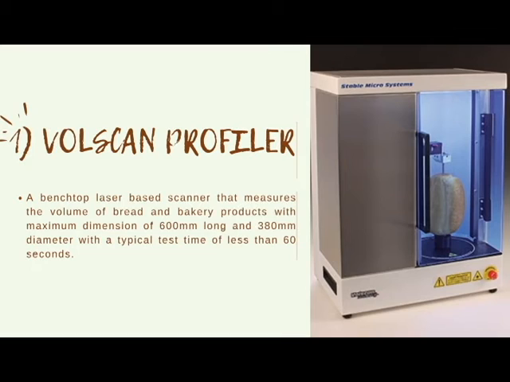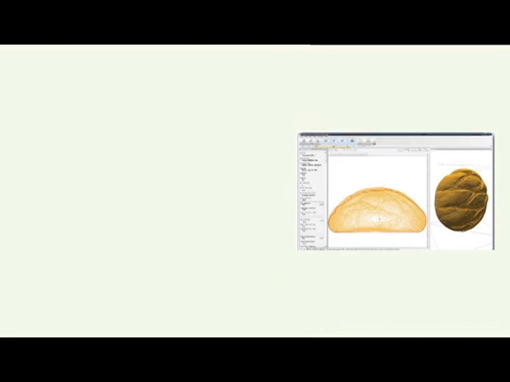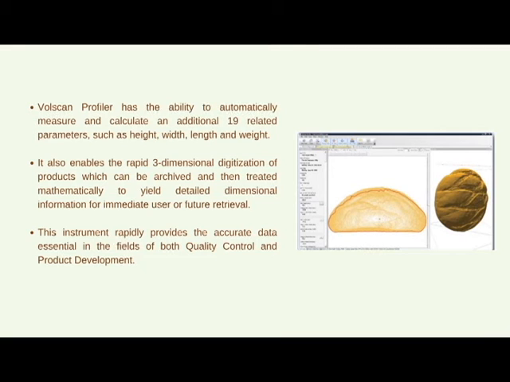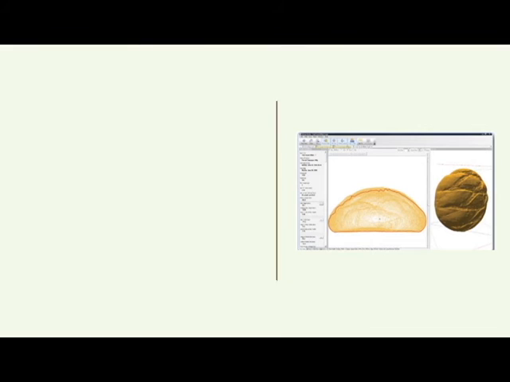The first one, Volscan Profiler, a benchtop laser-based scanner that measures the volume of bread and bakery products with a maximum dimension of 600 mm long and 380 mm diameter with a typical test time of less than 60 seconds. The Volscan Profiler has the ability to automatically measure and calculate an additional 19 related parameters such as height, width, length, and weight. It also enables the rapid 3-dimensional digitization of products which can be archived and then treated mathematically to yield detailed dimensional information for immediate use or future retrieval. This instrument rapidly provides the accurate data essential in the fields of both quality control and product development.